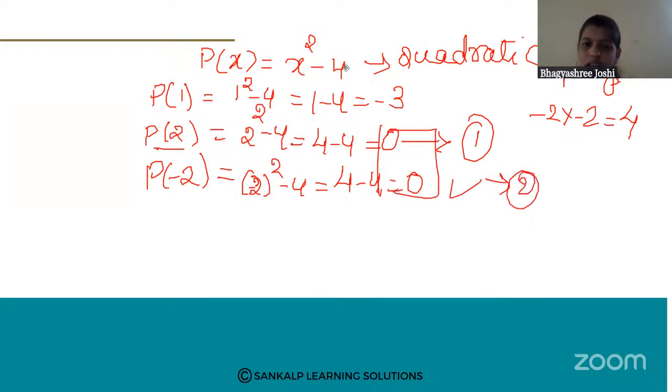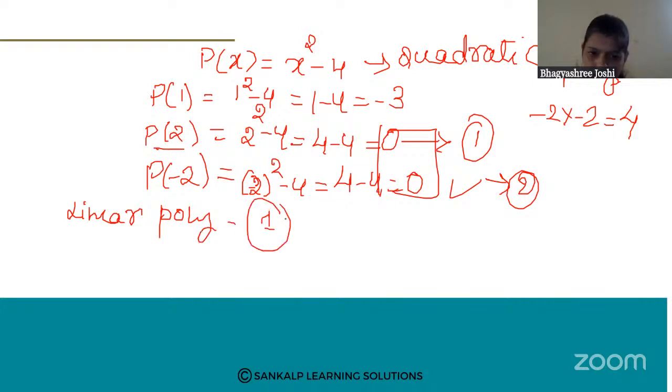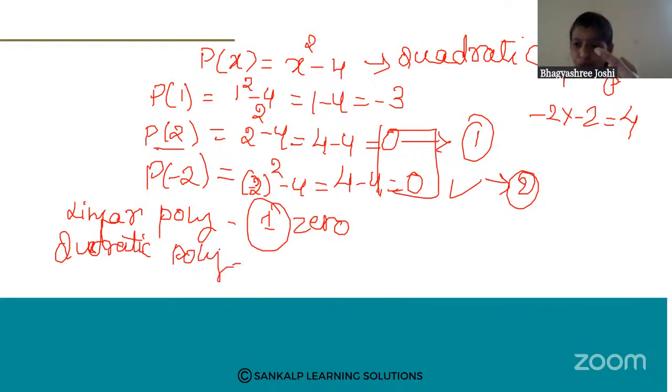Always remember, linear polynomial has 1 zero. Okay. Quadratic polynomial, it has maximum 2 or at most 2. More than 2, it is not possible. 2 zeros, maximum 2, that is what we say, or at most 2.